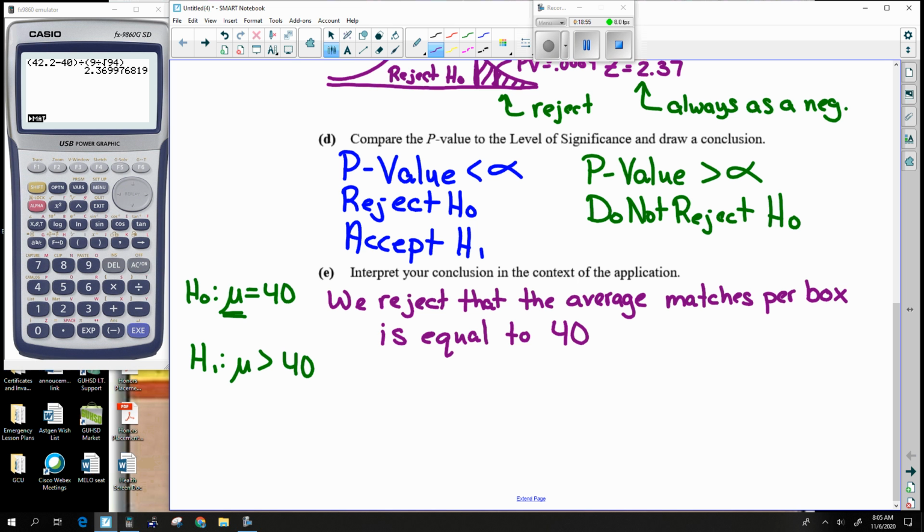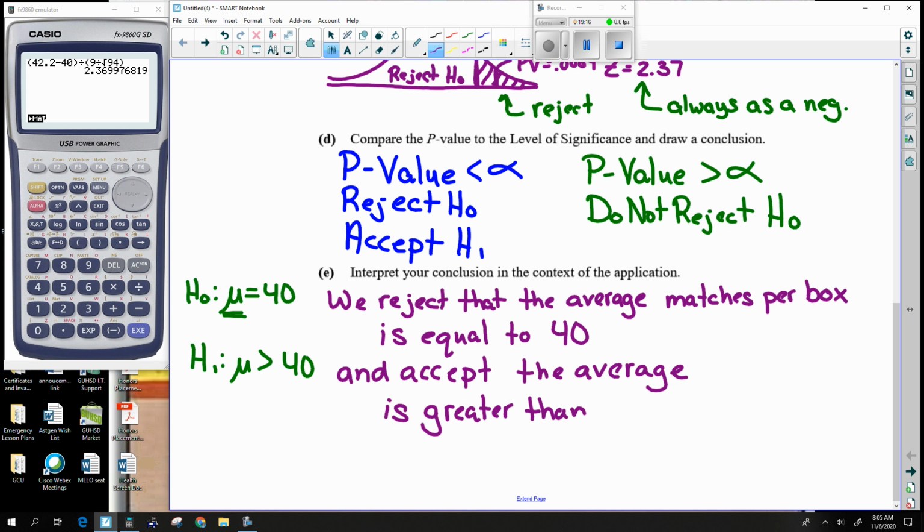So we reject H naught and accept the average. I don't have to add the context twice. I already described what the average, quote unquote, is. The average is greater than 40.